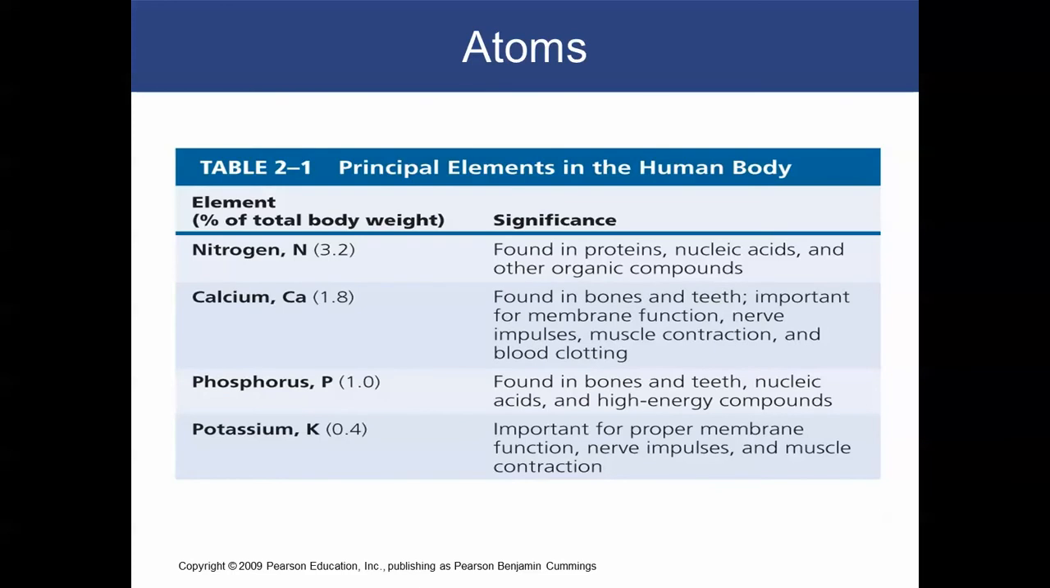Another important one is nitrogen. That's found in proteins and nucleic acids and other organic components. So those are the four major ones: carbon, hydrogen, oxygen, and nitrogen. Other important ones are calcium, and your mom or dad probably told you to drink your milk because it has a lot of calcium, and that's important for bones and teeth. It also plays a big role in the biochemistry of your muscle cells and your neurons.